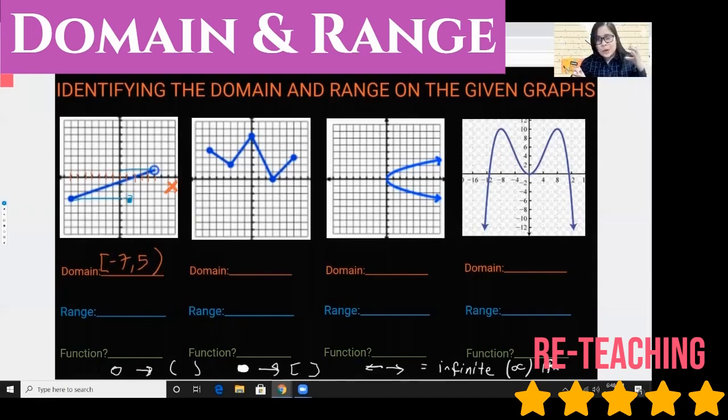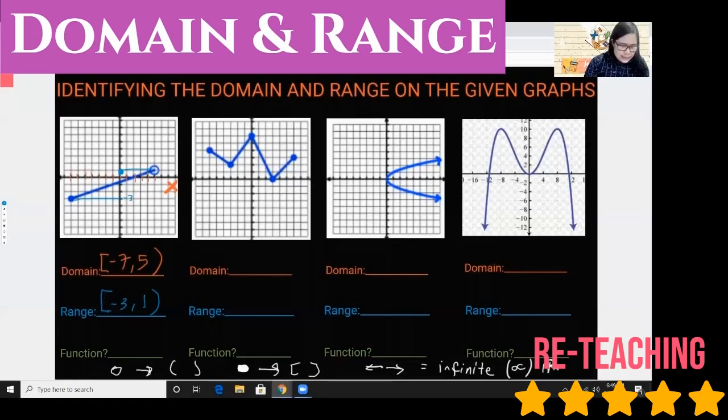And it is a closed dot. That means we will use a bracket. So we have negative 3. And then where did we stop? On the positive 1, and it is an open dot. So negative 3 and positive 1. We use a bracket and parenthesis since we have a closed dot and open dot.